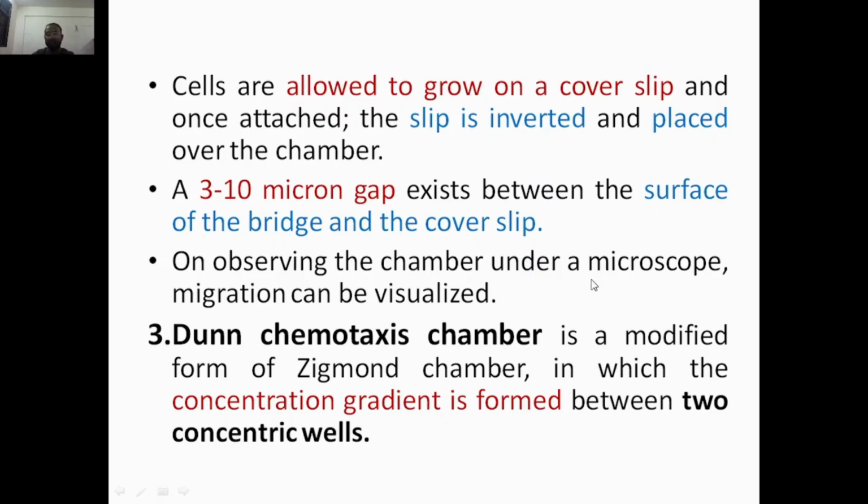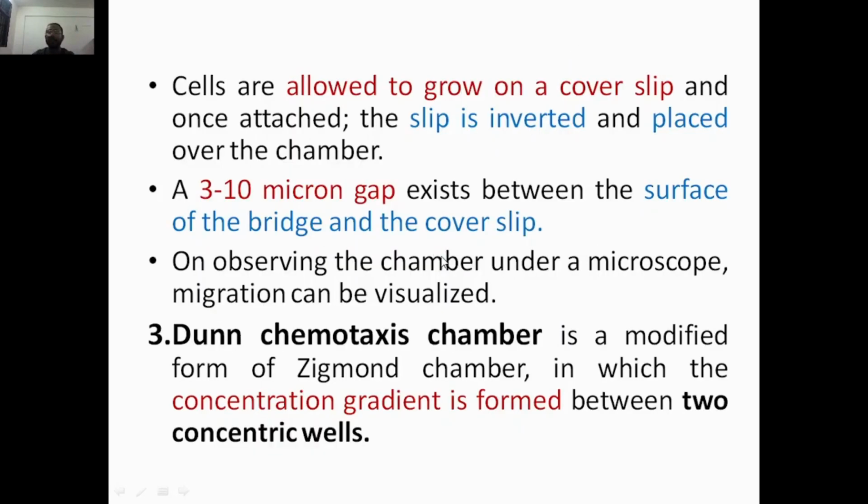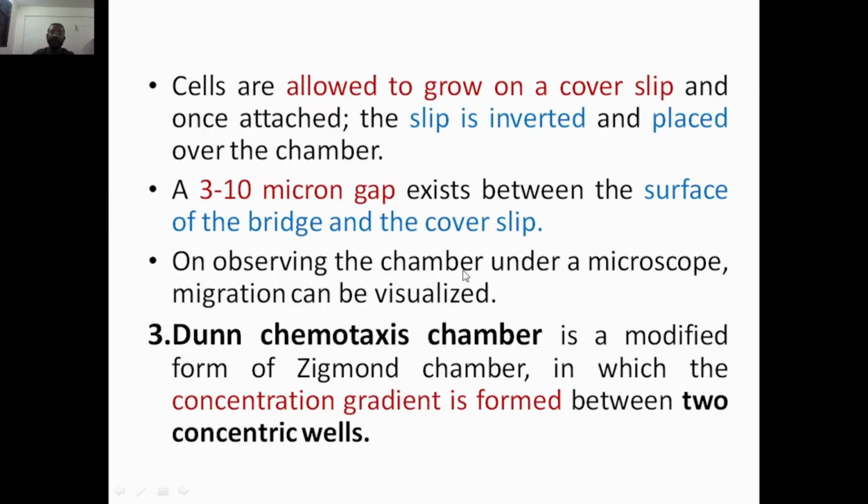On observing the chamber under a microscope, migration can be visualized. Since there is a gap, you can visualize it under an optical microscope, and we can come to know whether the cells have migrated or not. Over a period of time we can check. That was about the second one, the Zigmond chamber.